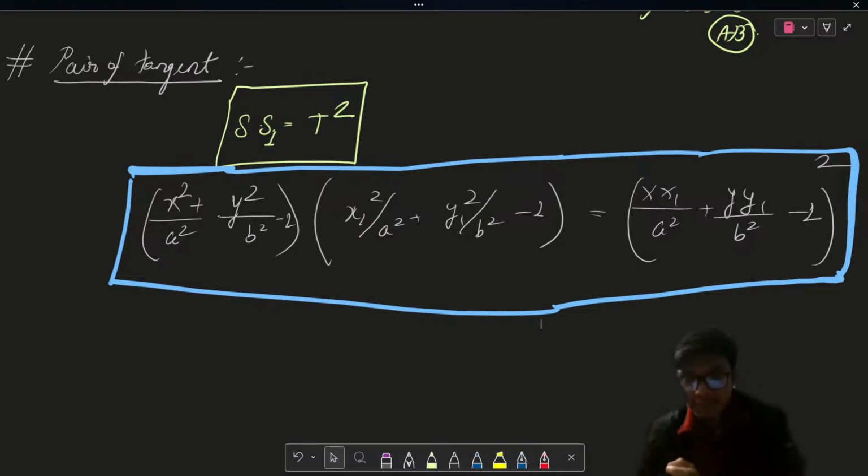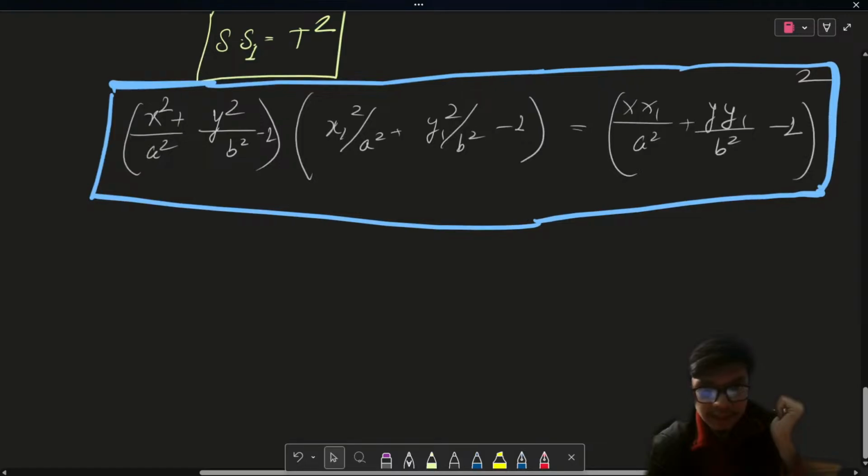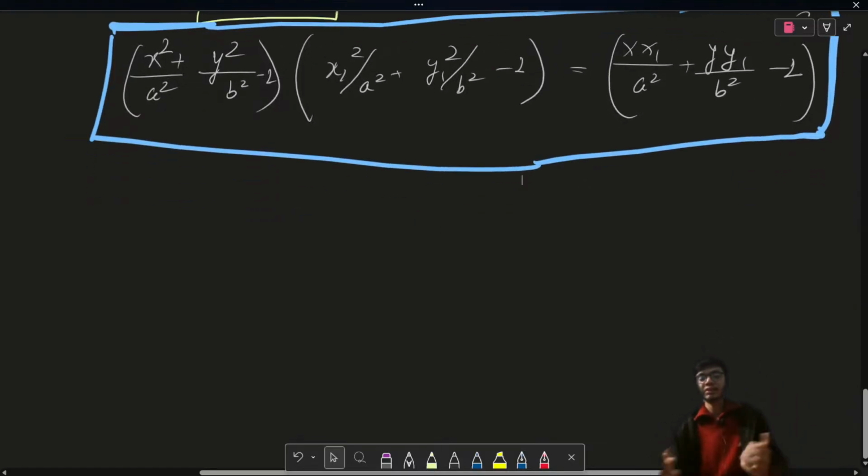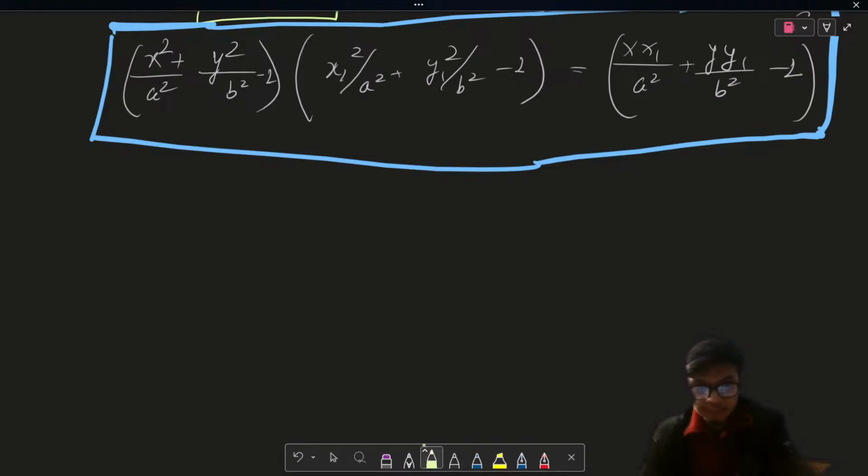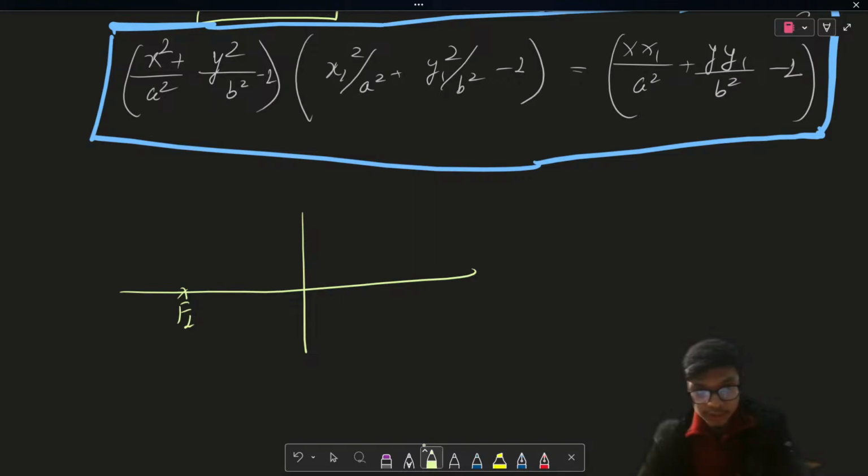Now there are certain more miscellaneous relations that you can also keep in mind regarding the ellipse. The beautiful condition of the ellipse is that, if you recall the construction of the ellipse, we have been discussing that there are two foci.